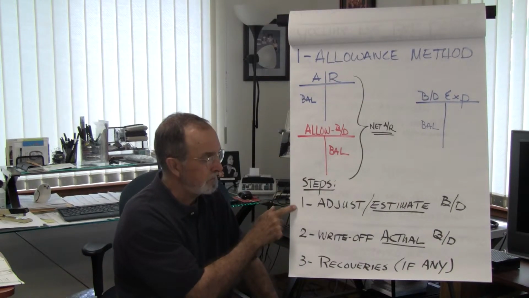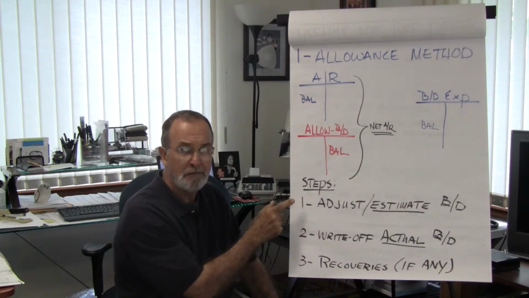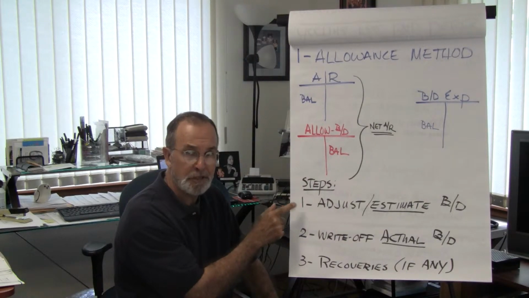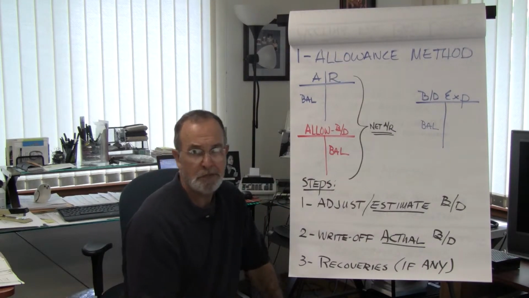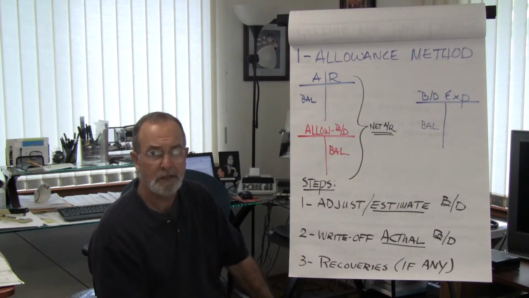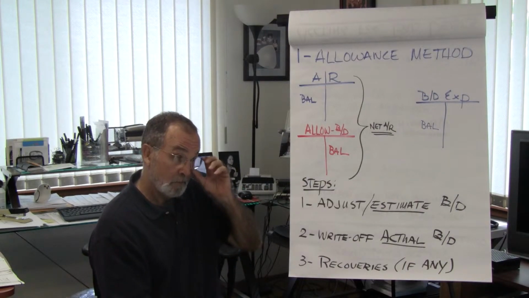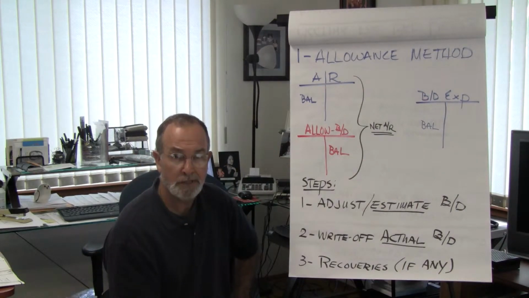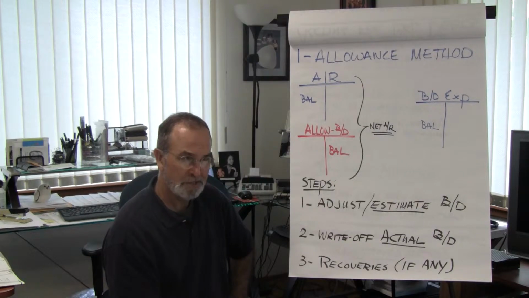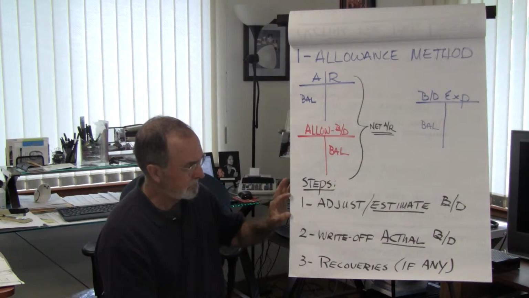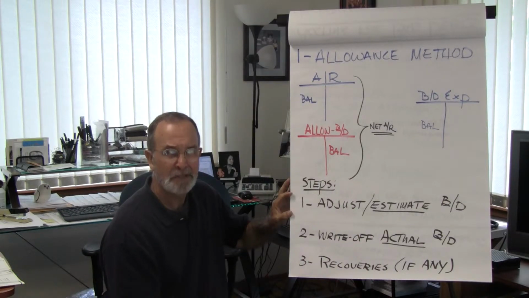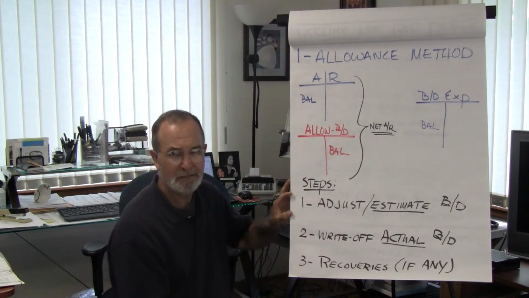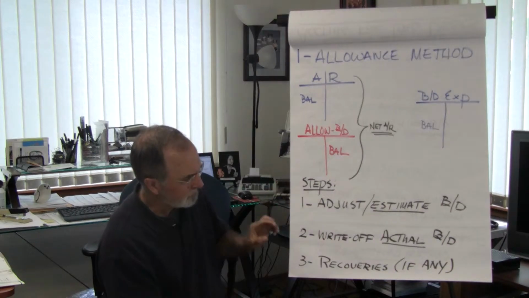Now keep in mind that this first step is an adjustment that occurs at the end of our accounting period. Usually it's going to be done at the end of the accounting year. Some companies may do it monthly, but I would guess that most companies adjust for the estimate of bad debts at the end of each accounting period, at the end of each fiscal year.